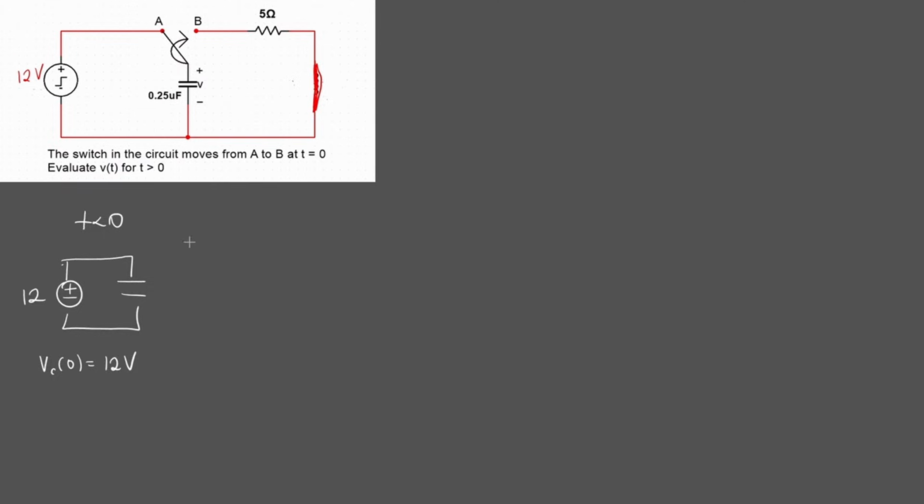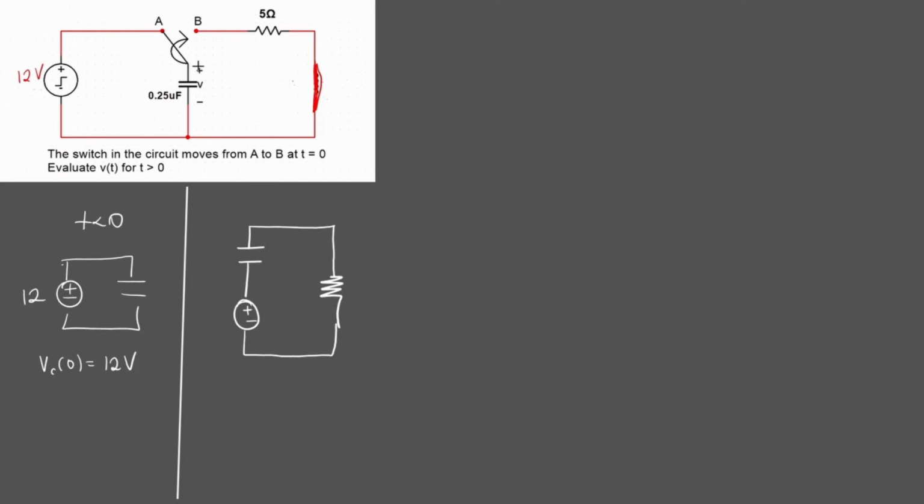Okay, then we now go to t greater than 0, and then transform our circuit to the Laplace equivalent. So we have our capacitor. Since there's an initial condition, it's going to be this capacitor and the voltage source in series. And then all that's left is our resistor. The voltage across the resistor is going to be the same as the voltage across the capacitor and the source.